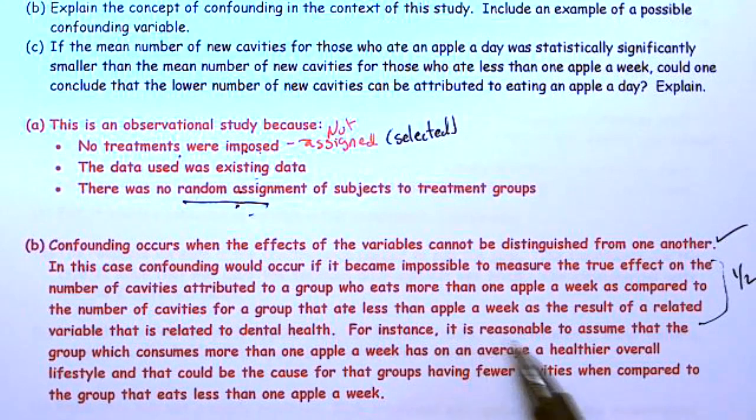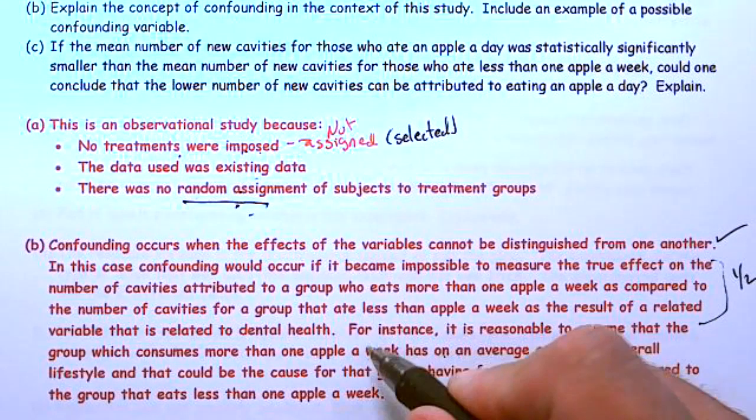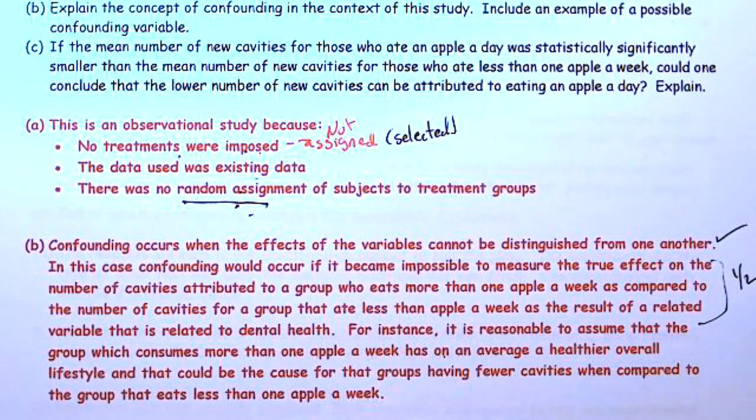For instance, it's reasonable to assume that the group which consumes more than one apple a week has, on average, a healthy overall lifestyle, and that could be the cause for that group having fewer cavities when compared to the group that eats less than one apple a week. So basically, I put it in context of the study, and I gave an example of what can be confounding.